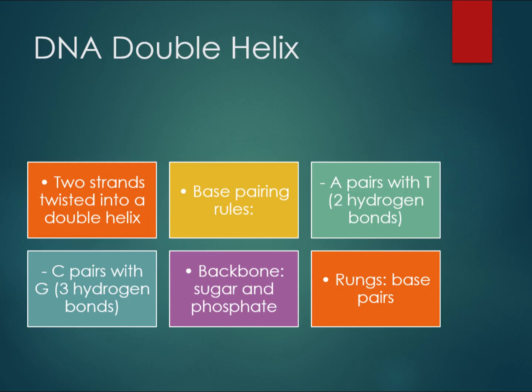The base pairing rules. 2 strands twisted into a double helix. C pairs with G, 3 hydrogen bonds. Backbone, sugar and phosphate. Rungs, base pairs. A pairs with T, 2 hydrogen bonds.